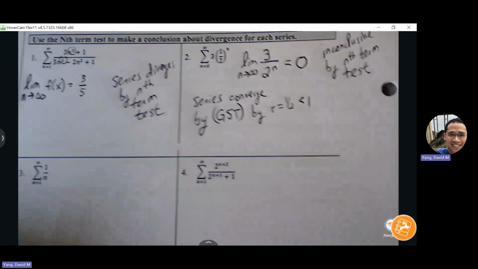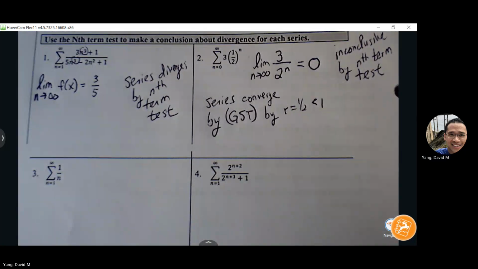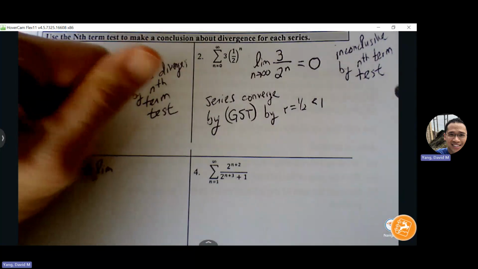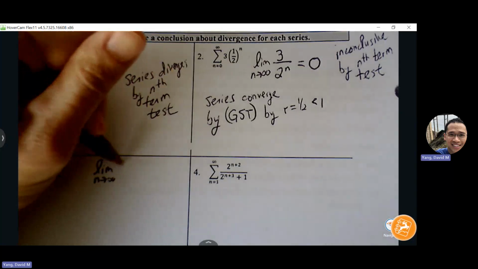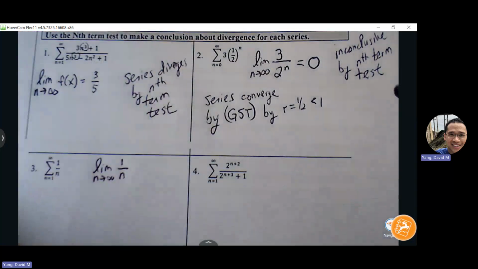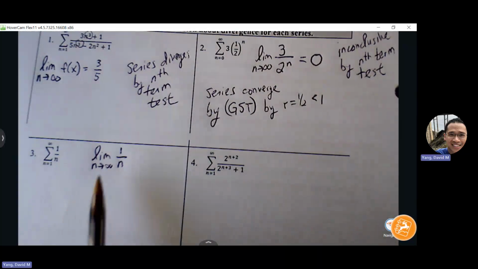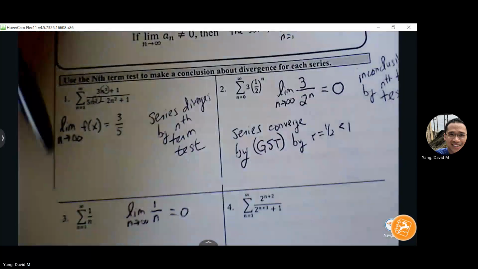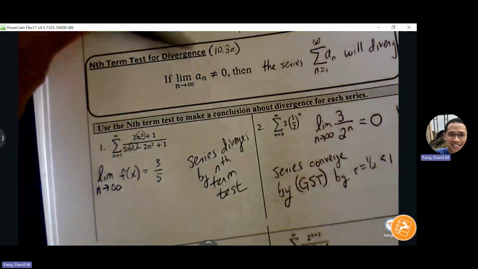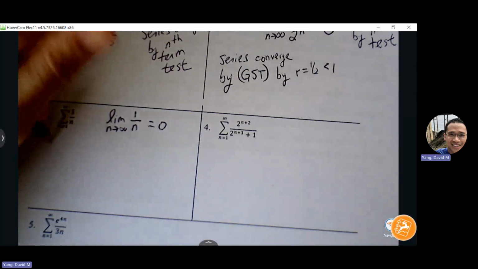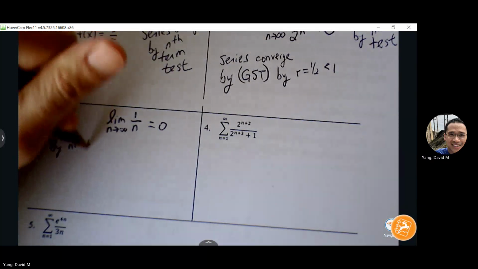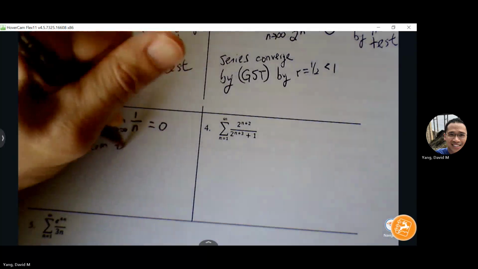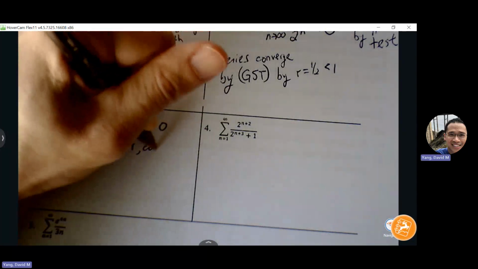Okay, next up. Our series is 1/n as n approaches infinity. So we're just going to put the limit as n approaches infinity. We're going to look at the rule of sequence and see, does the sequence head towards 0? And what can we say here? Yes, it does go towards 0. What can we say about that? Inconclusive, that's right. So this is by the nth term test. The convergence is inconclusive.